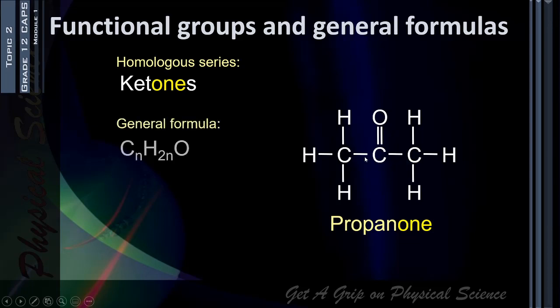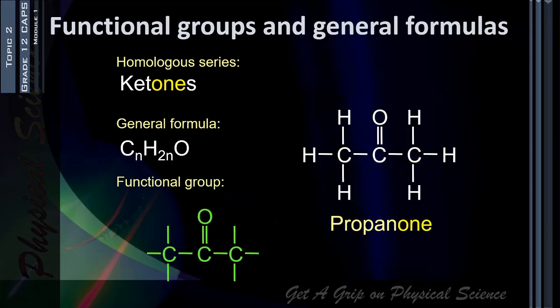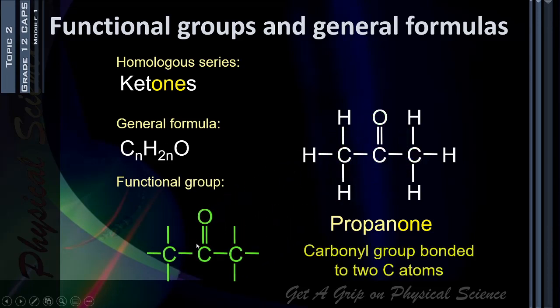So the general formula for a ketone, again similar to that of the aldehydes, is CnH2nO, and the functional group of a ketone will then be a carbonyl group that's bonded to two carbons. It cannot be on the first or the last carbon of a chain.